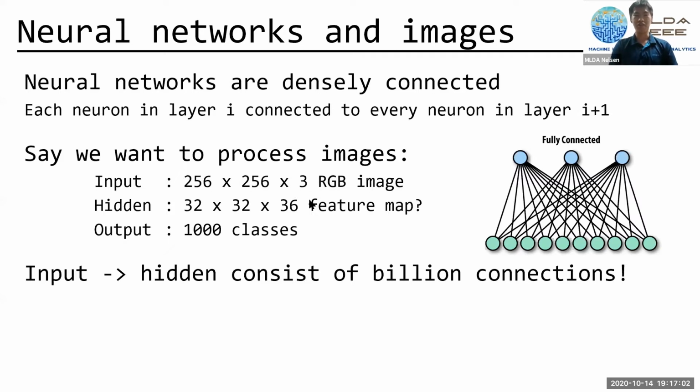If we want to do this using a neural network, there will be a lot of connections, because 256 times 256 times 3 is quite a huge number. From the input to the hidden layer, there will be billions of connections. You need to think about the amount of computation that the computer needs for this single layer. So we need another way, because I don't think a plain neural network would be sufficient.